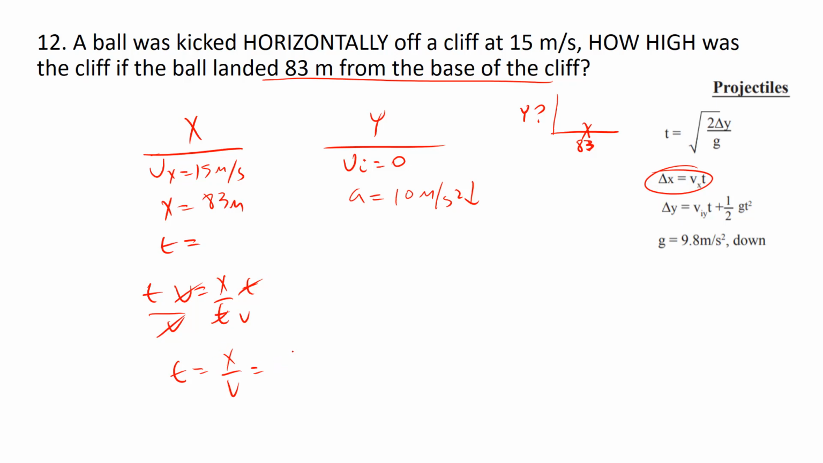And so that's going to be 83 meters it travels, and if it travels at 15 meters per second, we figure out 83 divided by 15, and you get 5.53 seconds. Well, that's how long it has now to fall. So time equals 5.53 seconds.